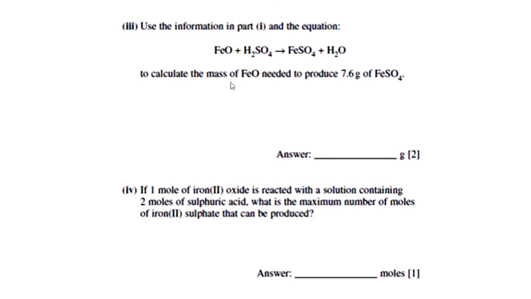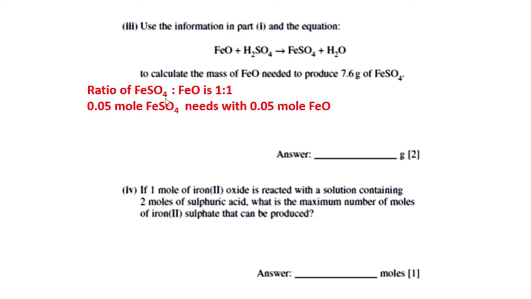Then use the information in part 1 on the equation and the moles that we've just worked out there to calculate the mass of iron oxide needed to produce 7.6 grams of FeSO4. So we'd worked out on the previous bit of the slide there, just up above in your question, that was 0.05 mole. There's a 1-to-1 ratio. Do you remember we saw that with the ratios earlier on? So for every one of these, you need one of these. So 1-to-1 ratio FeSO4 to FeO. So 0.05 mole of FeSO4 needs 0.05 mole of FeO.